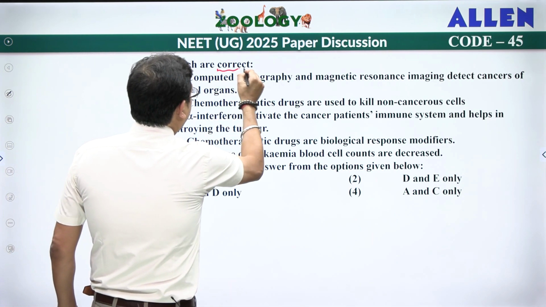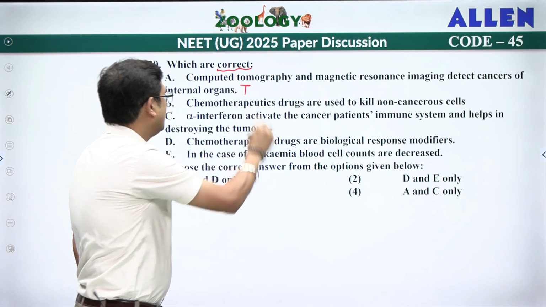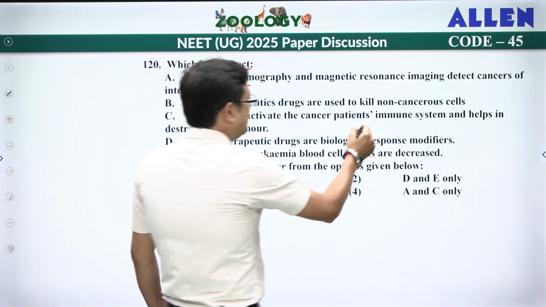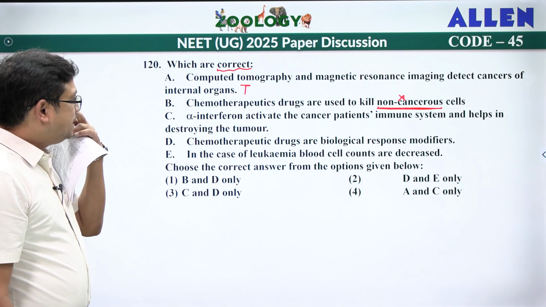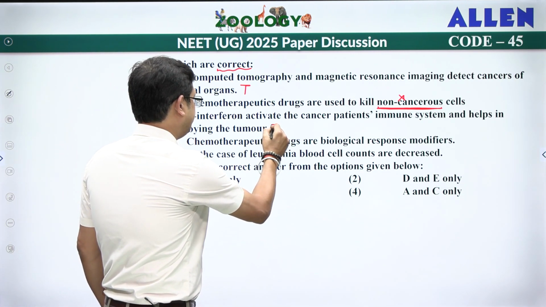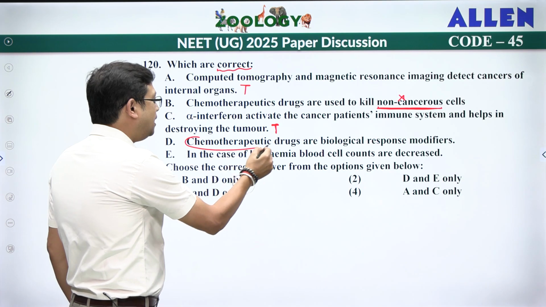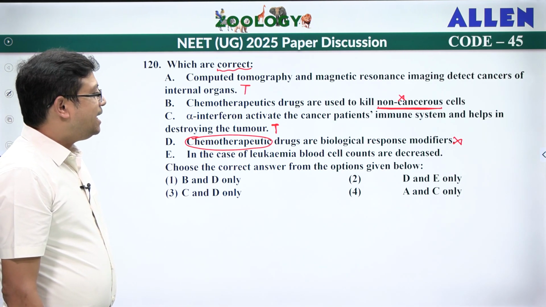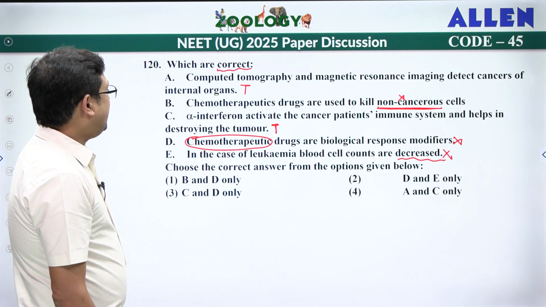Which are correct? Okay. Computed tomography and magnetic resonance imaging detect cancer of internal organs. True. Chemotherapeutic drugs are used to kill non-cancerous cells. No. We use them to target what? Cancerous cells. They will not kill the non-cancerous cells. Alpha interferon activates the cancer patient's immune system and helps in destroying the tumor. True. Chemotherapeutic drugs are biological response modifiers. No. Interferons are biological response modifiers. It is also wrong: in the case of leukemia, blood cell count decreased. Here it will be increased, not decreased. So the correct answer is A and C.